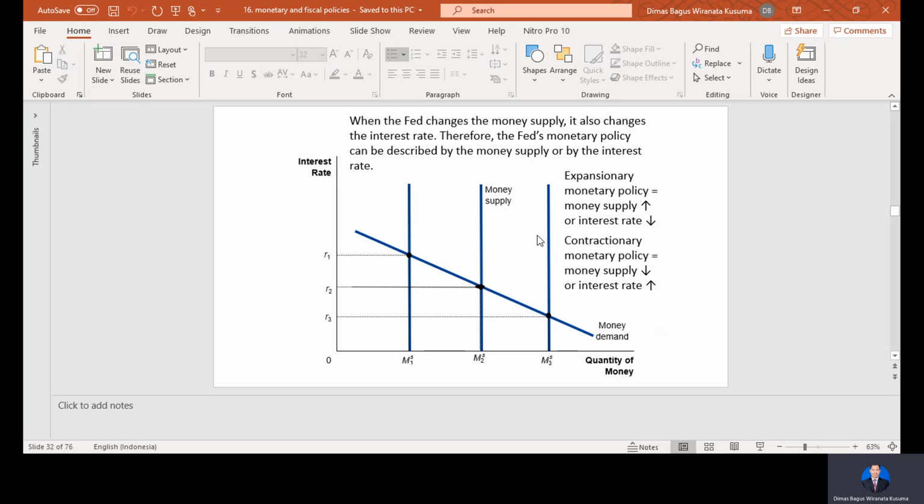You can see here the shift to the right. And contractionary monetary policy equals a money supply decrease or an interest rate rise. So here, the money supply shifts to the left.